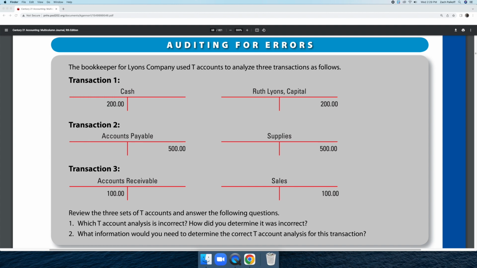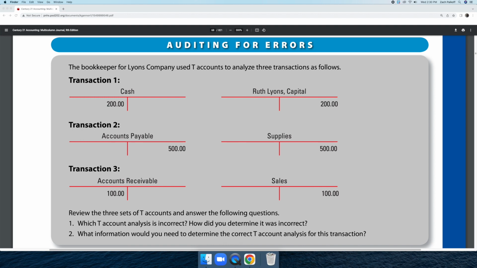So the instructions say the bookkeeper for Lyons Company used T accounts to analyze 3 transactions as follows. As you can see here, transaction number 1 uses the accounts cash and Ruth Lyons capital. Transaction number 2 uses the accounts payable and supplies. And transaction number 3 uses the accounts receivable and sales.